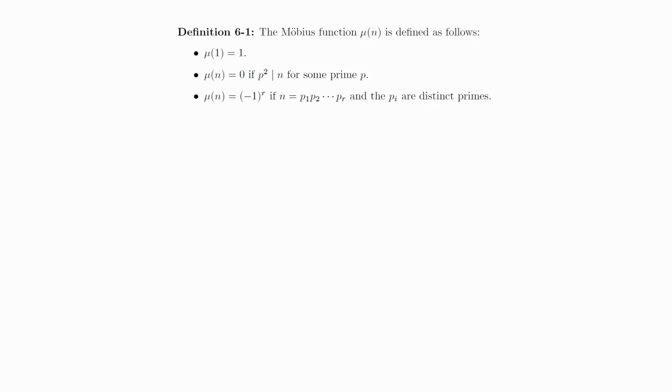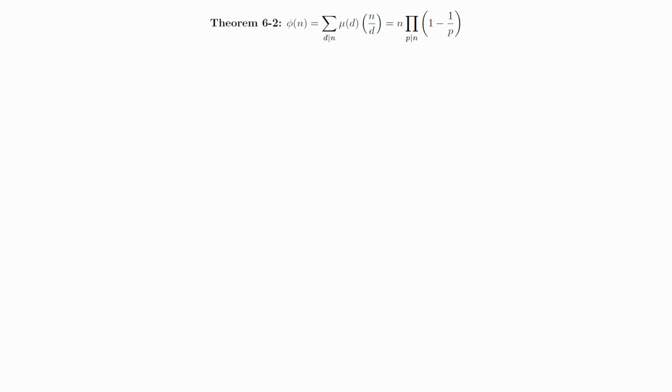We will now work through some of the main ideas of the proof of Theorem 6.2. Theorem: phi of n is equal to the sum of mu of d times n over d, where d divides n, and is also equal to n times the product of 1 minus 1 over p for all p dividing n. The large pi notation is similar to the sigma notation for sums, except that instead of a sum, it's a product. The proof proceeds by induction on the number of distinct prime factors of n.